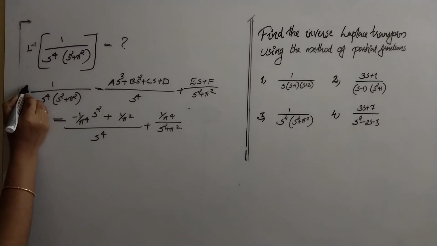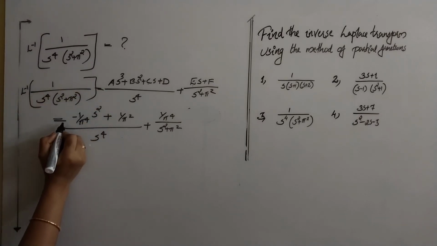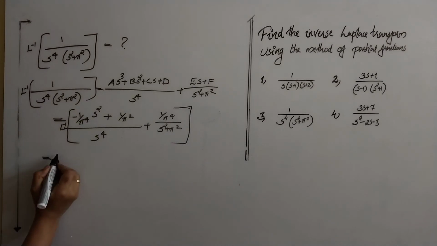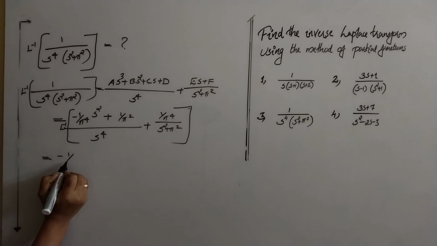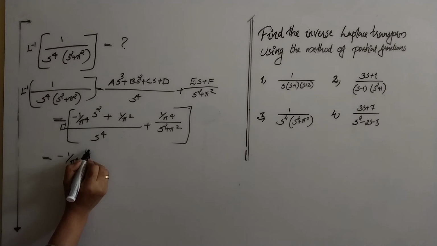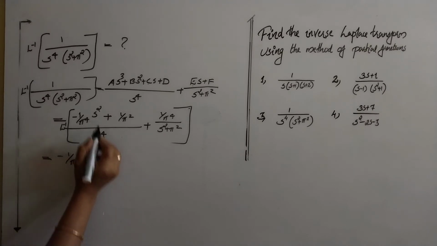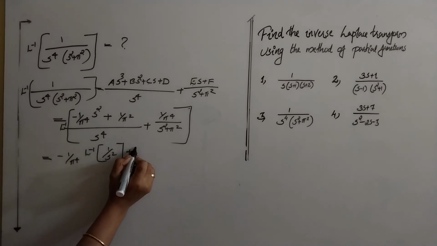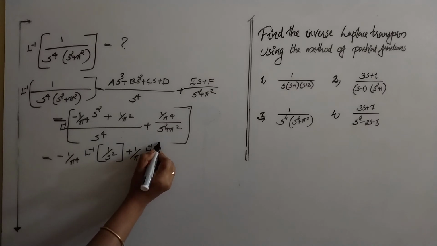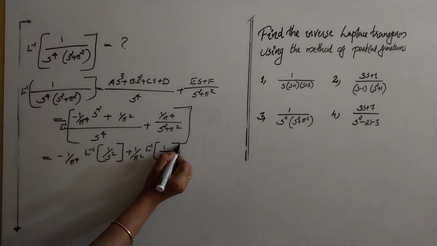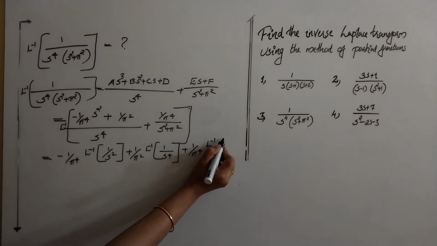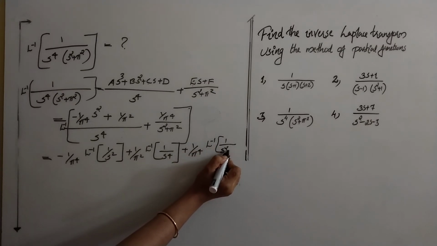Now this becomes L inverse of this function. So here also one L inverse. So this can be written as, using the linearity theorem, minus 1 by pi raised to 4 into L inverse of s square by s raised to 4, so 1 by s square, plus 1 by pi square into L inverse of 1 by s raised to 4 plus 1 by pi raised to 4 into L inverse of 1 by s square plus pi square.